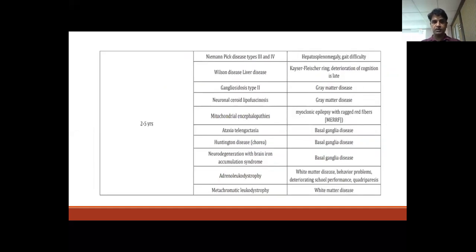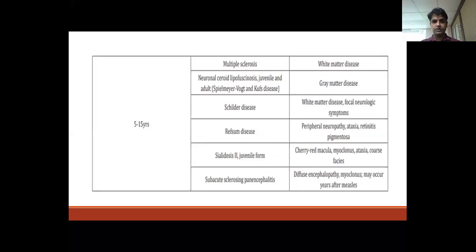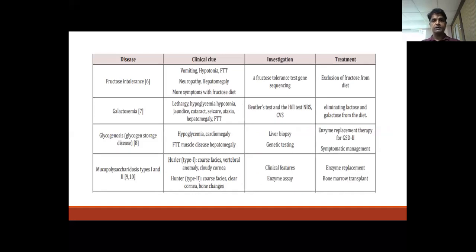For 2 to 5 years, we have this host of conditions: Niemann-Pick, Wilson's, gangliosidosis, NCL, mitochondrial encephalopathies, ataxia, Huntington's, NBIA, neurodegeneration with brain iron accumulation, adrenoleukodystrophy, metachromatic leukodystrophy. And again, for 5 to 15, you have another list of conditions, with common ones being multiple sclerosis, not that common in this age group, but NCL and subacute sclerosing panencephalitis are possible. I think there's a list of conditions where you would see clinical clues, investigations and the treatment. The list would be easily available.